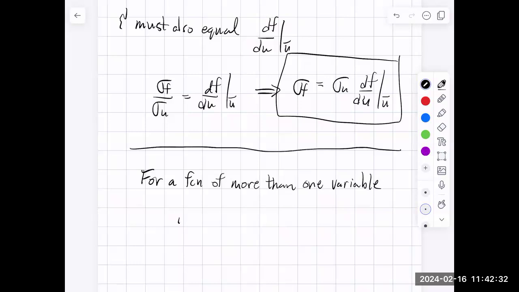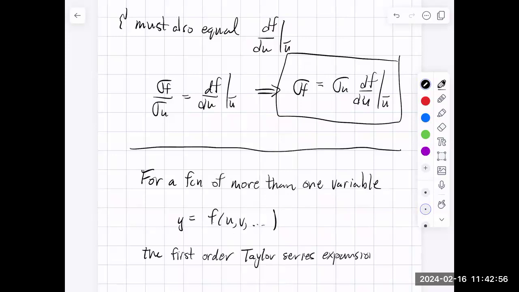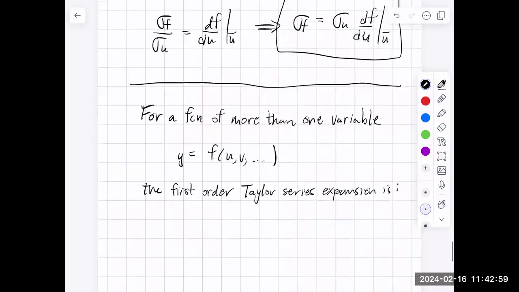All right, so y is going to be f of u and v, and you could throw some other things in there if you wanted to. The first order Taylor series expansion is, okay, so y is equal to f evaluated at u bar, v bar, and the average values of any other variables you've measured. So that might be the 0th order approximation.